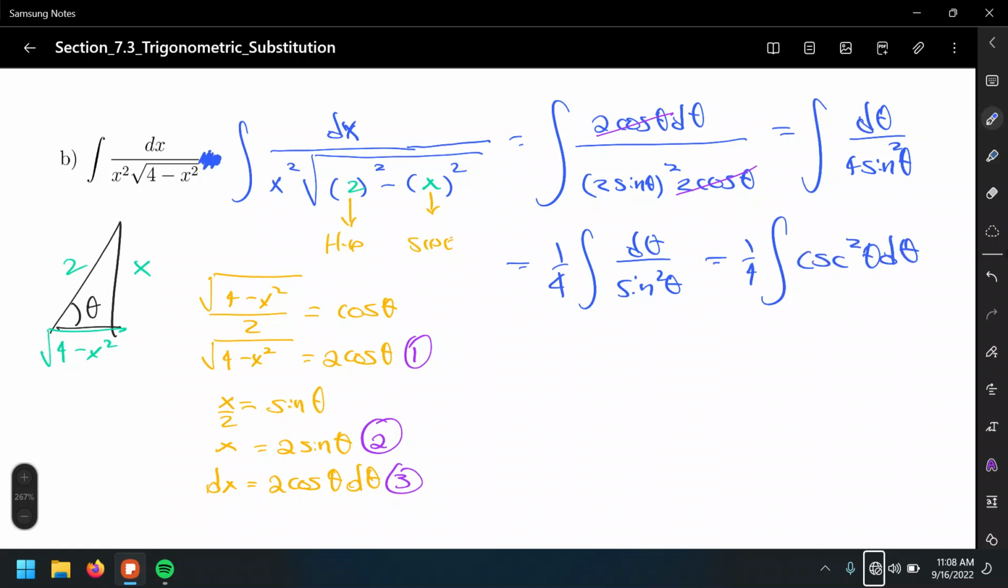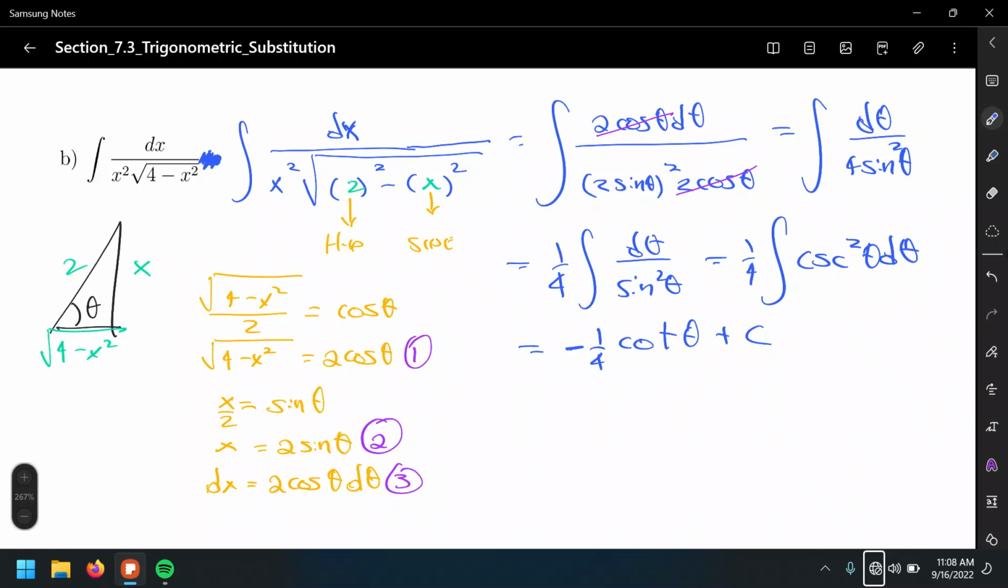And well, this is one of those direct integral formulas, the integral of cosecant squared, which is similar to the integral of secant squared, but the integral of secant squared is tangent. The integral of cosecant squared is negative cotangent, right? And we're done with the calculus.